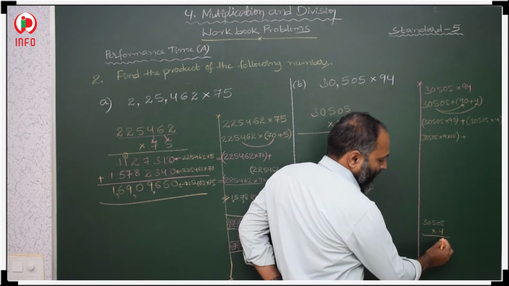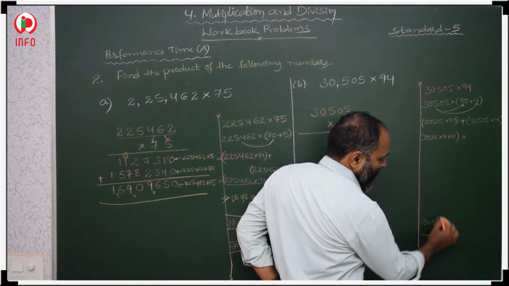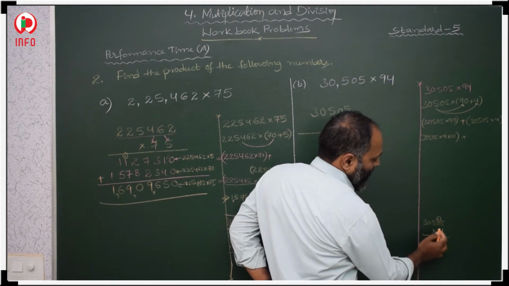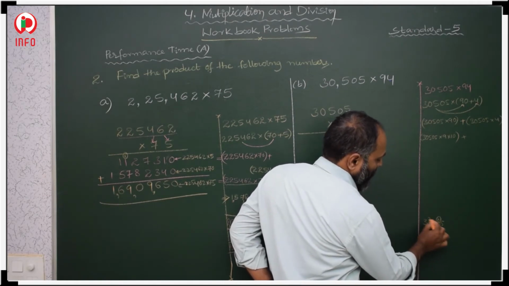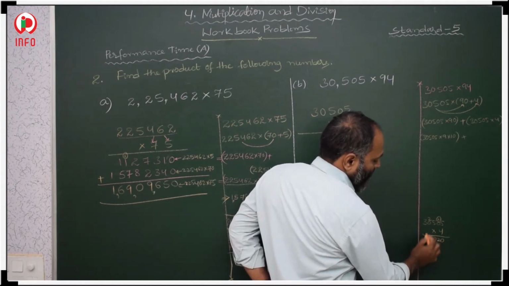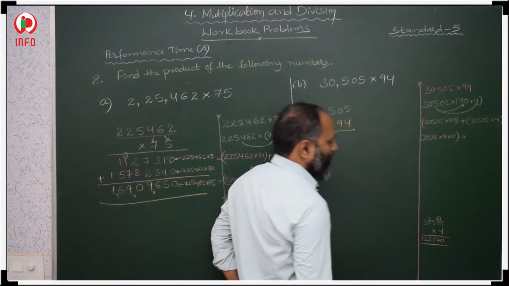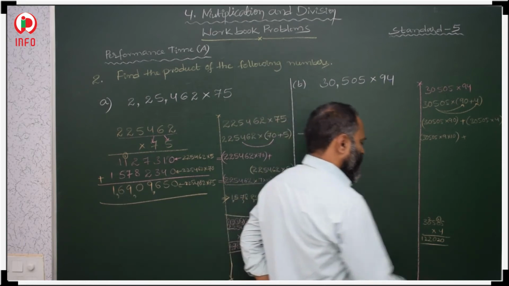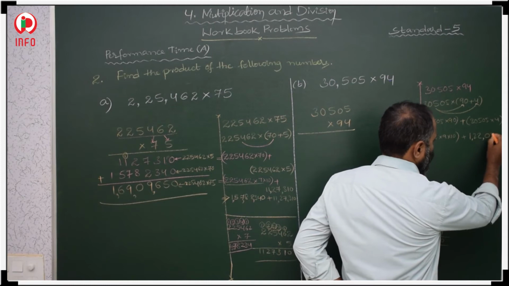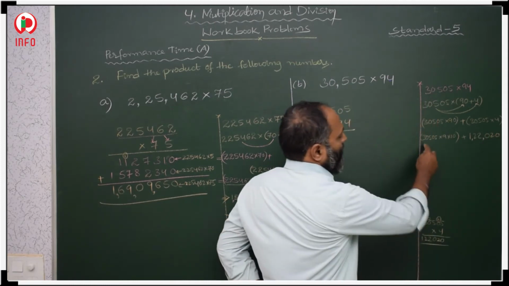4 5s are 20. 20 means 0 here and 2 in the next place. 4 0s are 0. 0 plus 2, 2. 4 5s are 20. 20 means 0 here and 2 here. 4 0s are 0. 0 plus 2, 2. 3 4s are 12. So then it is 1,22,020.